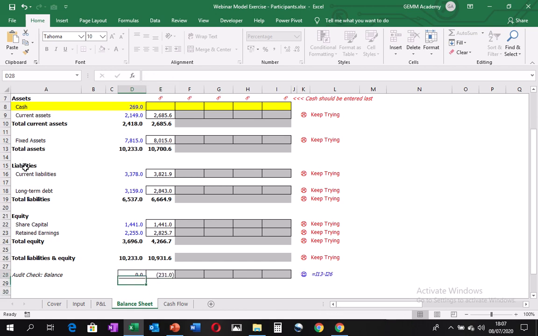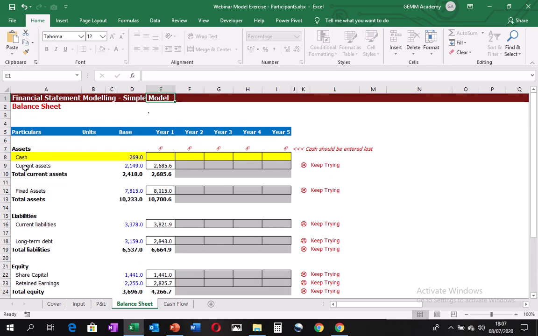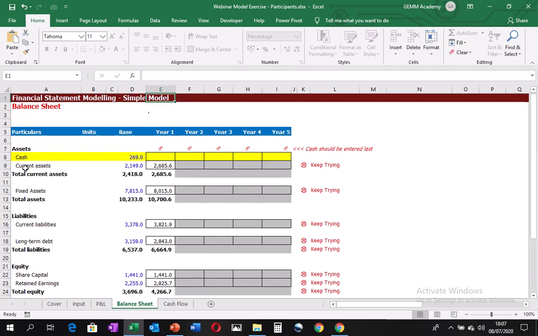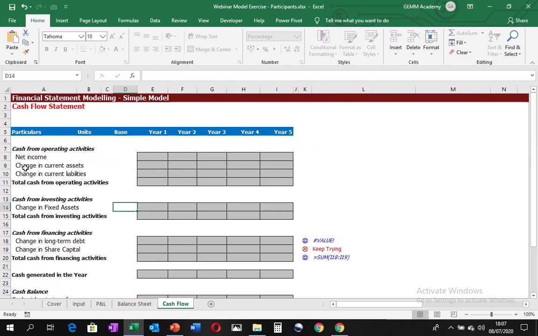Okay, so we are having a disagreement of 231 here, 231 in negative. Remember, we left out cash, so presumably that will be the balancing figure for cash. But before you can determine that, you need to forecast the cash flow statement. So we'll move to the cash flow statement.